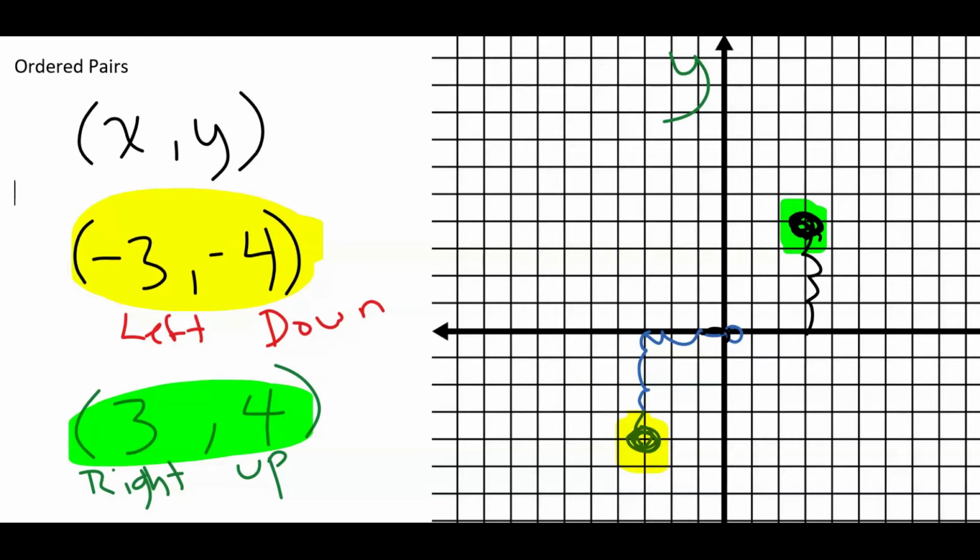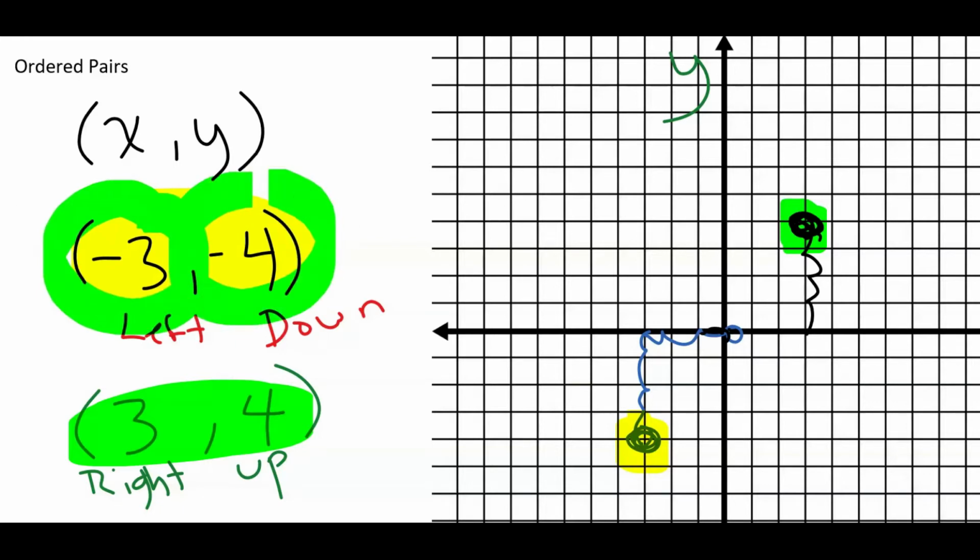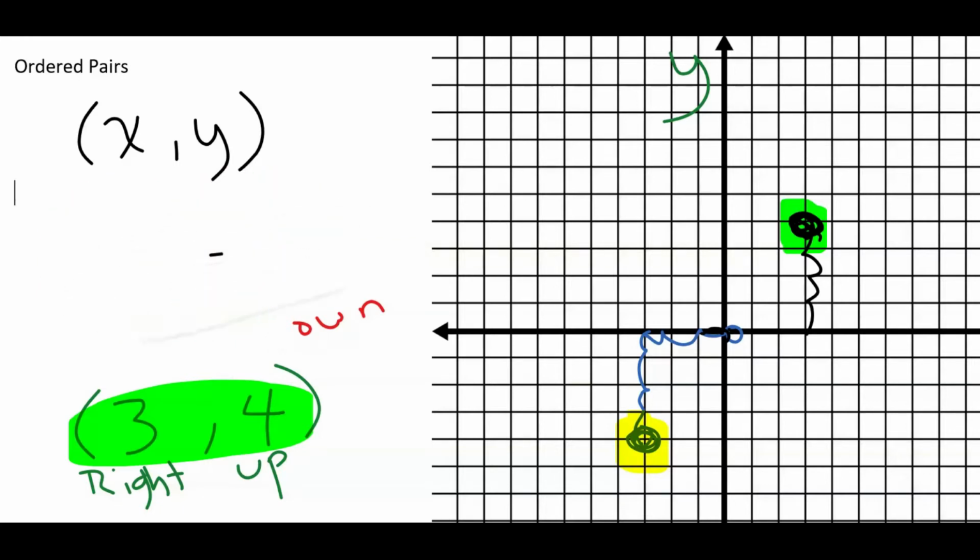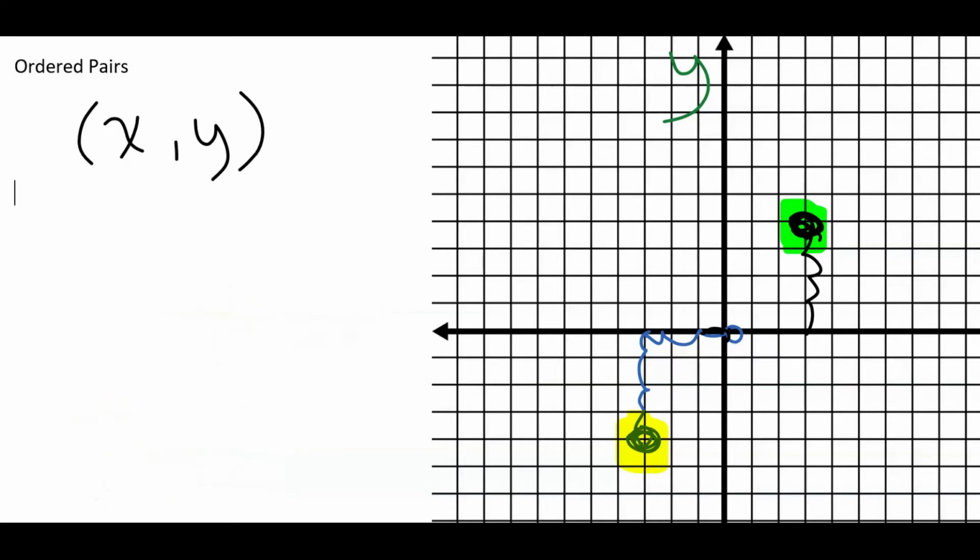Alright, so when you're plotting points, just pay attention to which one is which. And it's always going to be x and then y, just like in the alphabet, x comes before y. If it's positive, I go right for the x values. If it's negative, I go left. And then the y values are always going to tell me up or down, positive or negative.